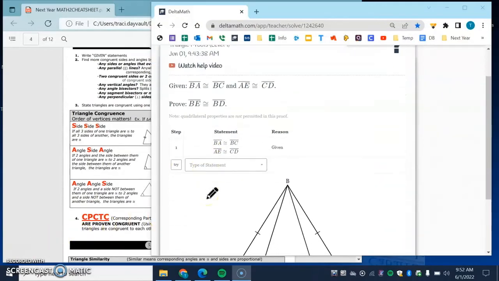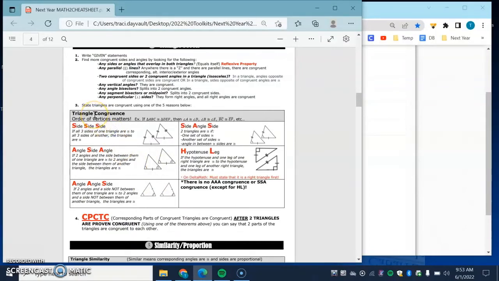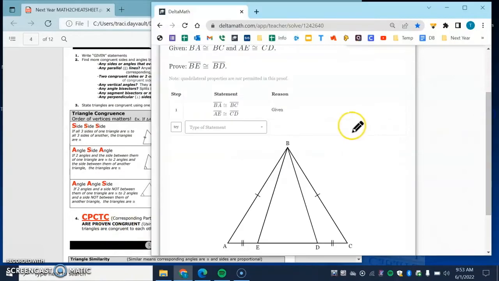We are given that there are two sets of congruent sides in this diagram, and we're trying to prove that another set of sides are congruent. And the way we're going to do that is by trying to prove that there are two congruent triangles and then stating that two parts of those congruent triangles are congruent. So this doesn't tell us which two triangles that we need to prove are congruent, but it wants us to prove that BE and BD are the congruent sides.